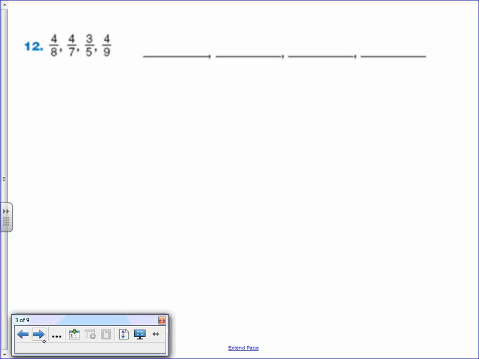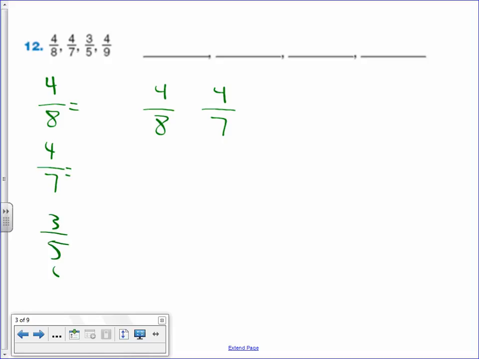I have 4/8, 4/7, 3/5, and 4/9. Well, I know 4/8 is exactly half, and I know 4/7 is a little over half. So on my chart right now, I know 4/7 will be ahead of 4/8. Let's look at the other ones. I have 3/5. I wonder where 3/5 will fall. And I have 4/9. Well, I know 3/5 is over half because half of 5 is 2.5. Half of 9 is 4.5. So I know 4/9 is below 3/5. So on my chart right now, I have 3/5 ahead of 4/9.